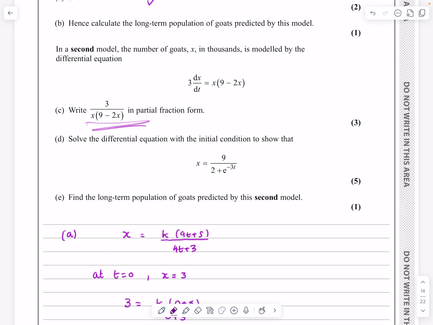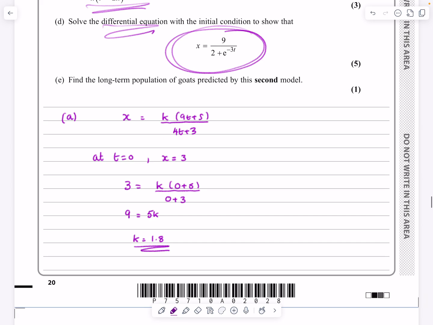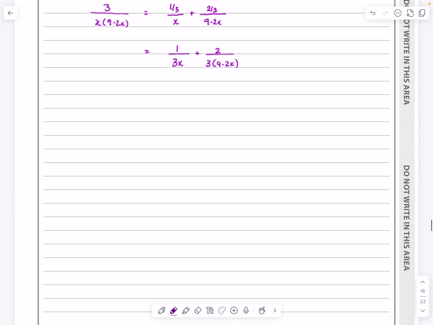So, big question, isn't it? We've done part C. Part D then says, can we solve the differential equation with the initial condition, so with t equals 0, x equals 3, to show this thing here? Well, yeah, hopefully that will just come out from actually doing it. What they're really saying is, can I solve the differential equation? And I can certainly have a good go at doing that.